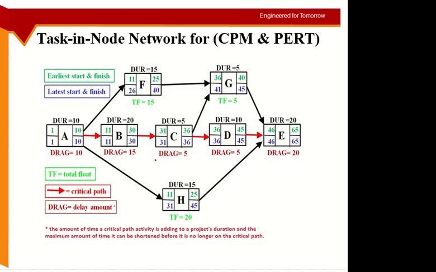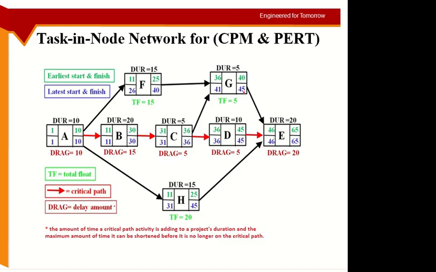So drag is the term they use for the activities on the critical path, which shows how much the activity can be compressed. For non-critical activities, so F, G, and H, these are non-critical activities, we use something we call the float, which is the difference between their early and late time.